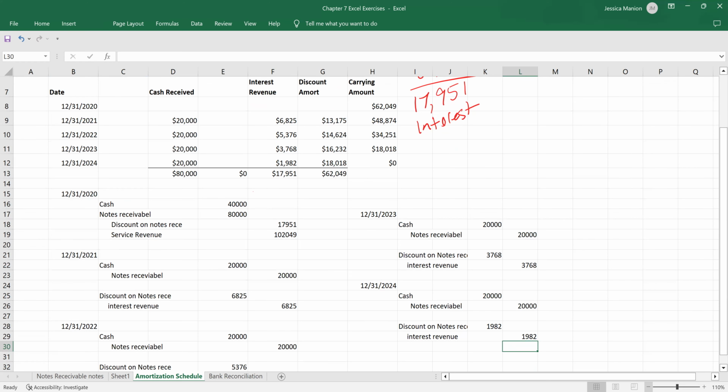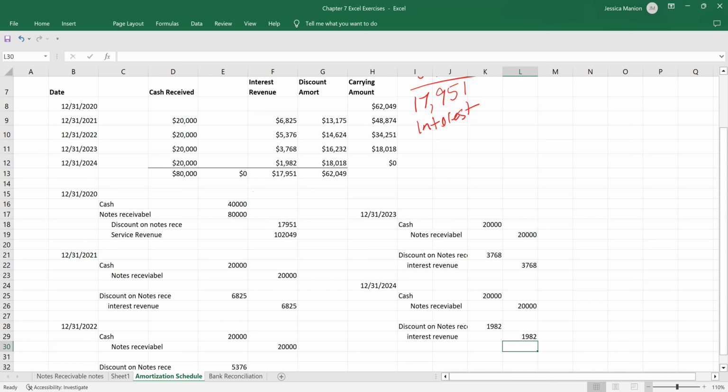Hopefully you're feeling okay with notes receivable. Like I said, we're going to get some more practice with this amortization schedule when we get to notes payable, bonds payable, and long-term liabilities. We use these amortization schedules as well, so we will see these again. But while I've got this pulled up, any questions about the notes receivable transactions thus far?